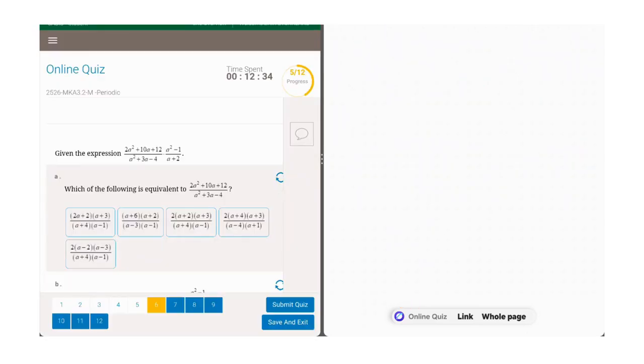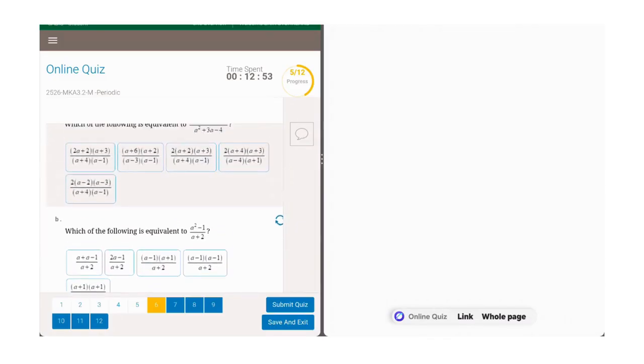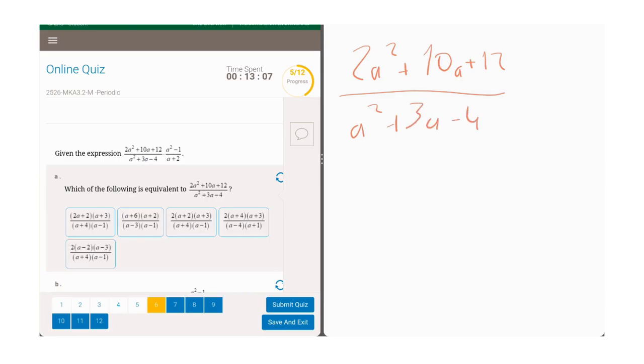This question is slightly different to the other questions because we have to factor the numerator and denominator of every rational expression before finding the full simplest form answer. So first we need to find what's equivalent to 2a squared plus 10a plus 12 over a squared plus 3a minus 4. What they mean by equivalent is we factor it to the simplest form.